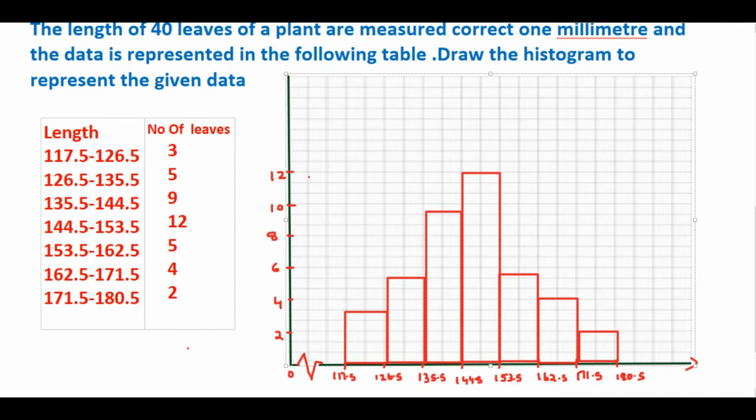So this is the histogram. We can see that the class intervals are marked on the x-axis and the frequency is marked on the y-axis, and there is no gap between the consecutive rectangles. So the graph looks like a solid figure. This is called a histogram. It is the graphical representation of a grouped frequency distribution with continuous class intervals.